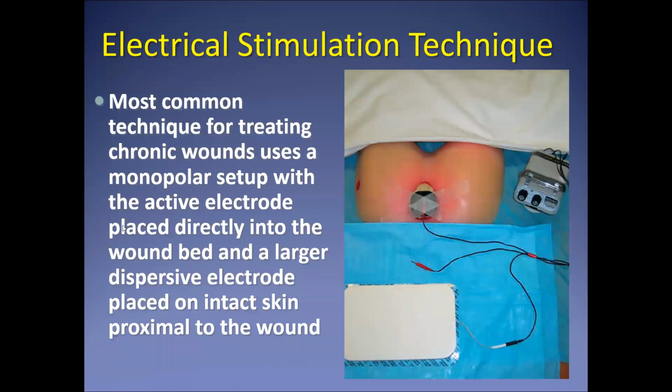So the most common technique for treating wounds with e-stim uses a monopolar setup. Monopolar would be like one pole, right? So what does monopolar mean? Does that mean we have differentiated red and black leads or not?